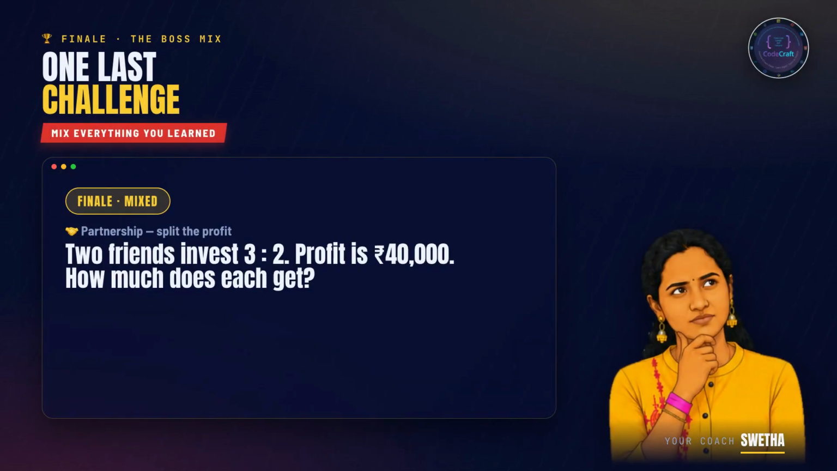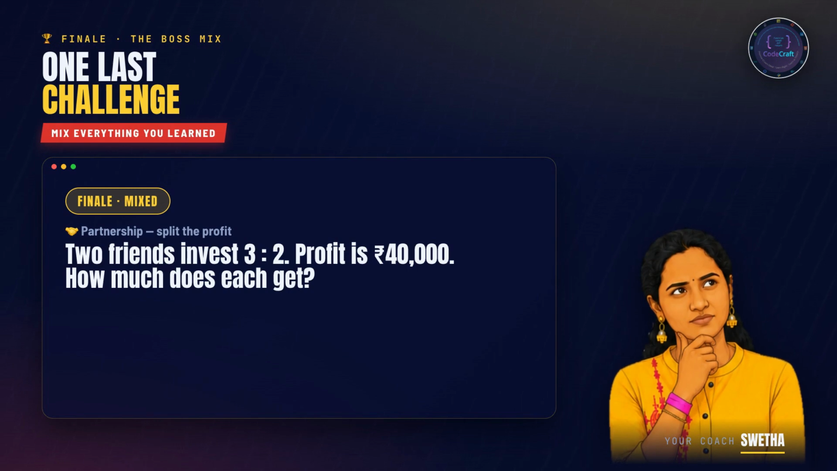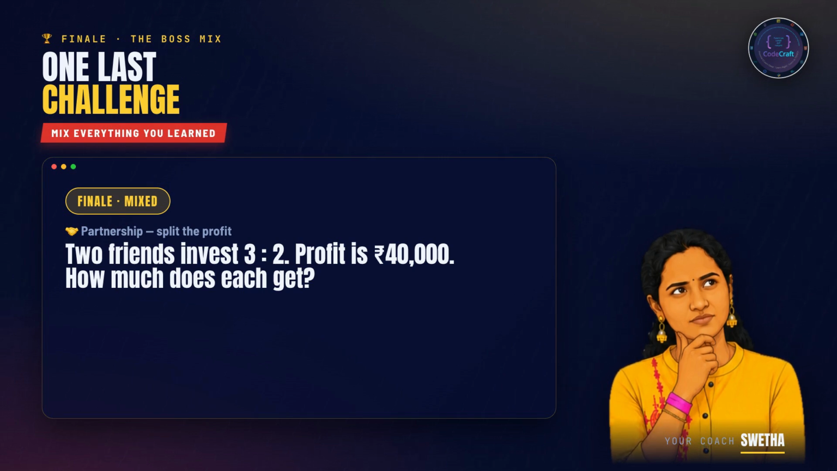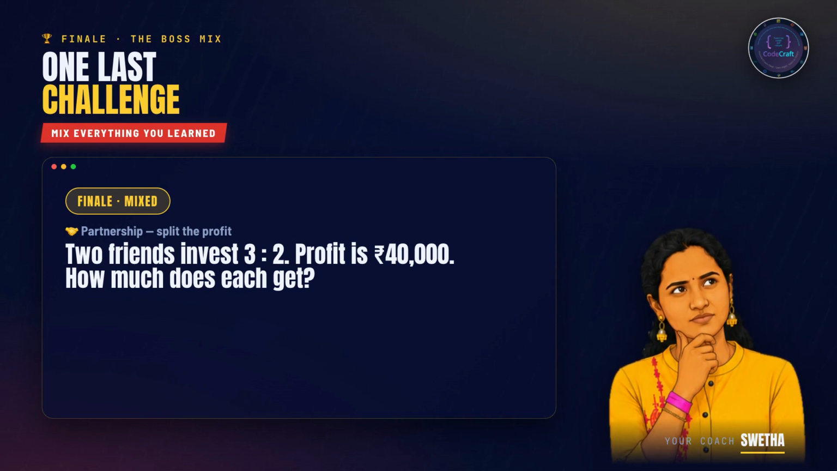One last challenge. A real exam style one. Mix everything together. Two friends start a business. They invest in the ratio of 3 to 2. At the end of the year, the profit is 40,000 rupees split in that same ratio. How much does each friend get?